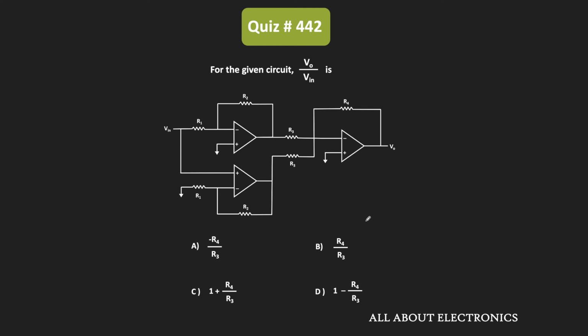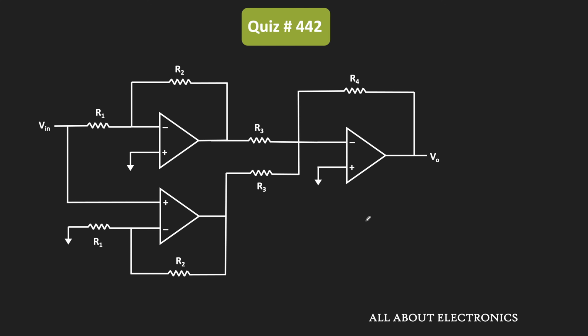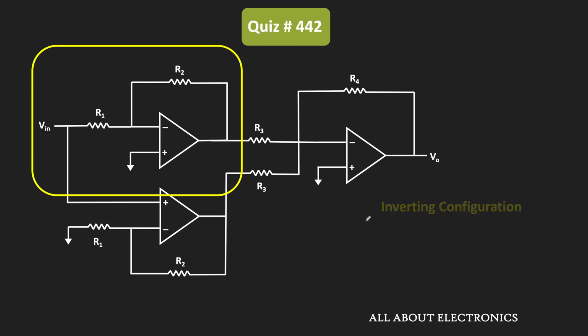So in this question, we have been given the circuit based on the operational amplifier, and here we have been asked to find the gain of this given circuit, that is the Vout divided by Vin. If you closely observe the circuit, then this portion of the circuit is basically an inverting amplifier. So let's say the output of this portion is equal to VO1. That means here this VO1 is equal to minus R2 divided by R1 times Vin.